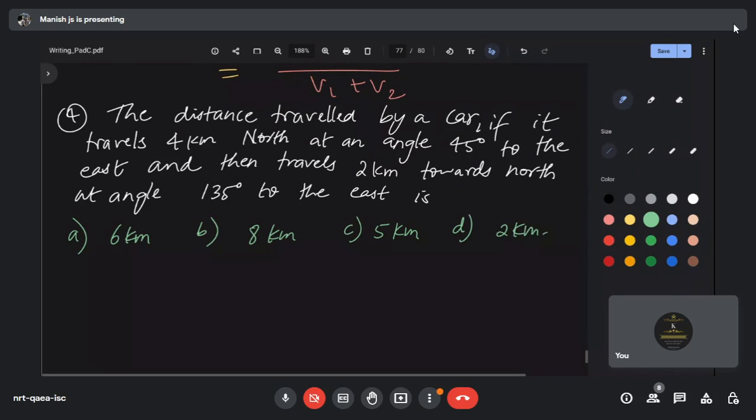Try this. The distance traveled by the car, if it travels 4 kilometers due north at an angle of 45 degrees to the east and then 2 kilometers towards north at an angle of 135 degrees. For both, they have given you the angles with respect to east when the car is moving towards north. So what is the distance traveled? Displacement. Yes. Tell me.